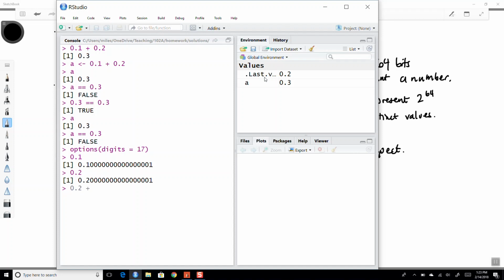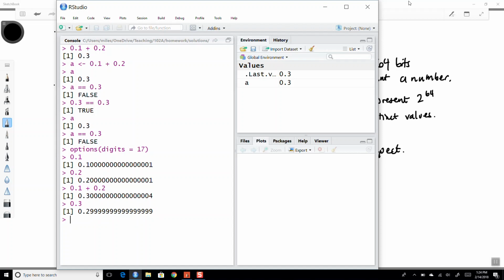And so if I do 0.1 plus 0.2, I get 0.3, blah, blah, blah, and it ends with a 4 if I keep it out to digits equals 17. And if I ask what is 0.3, we see that it is different. So again, 0.3 cannot be represented exactly in the computer. It gets represented with something very close to it, 0.299999999, but it's not exactly the same.